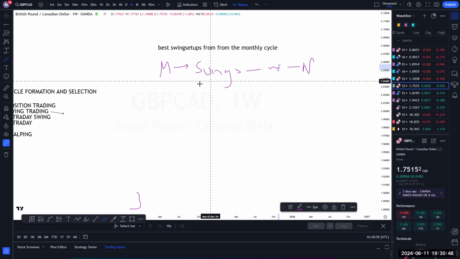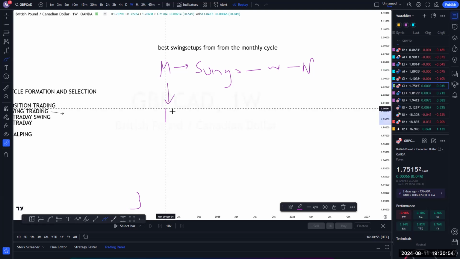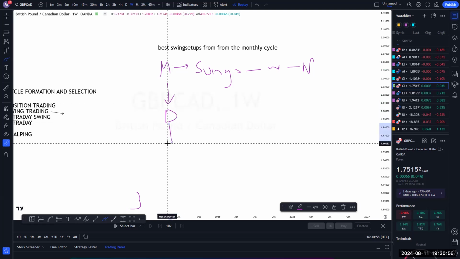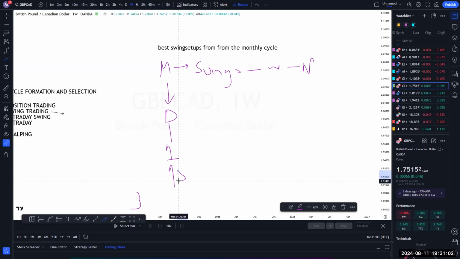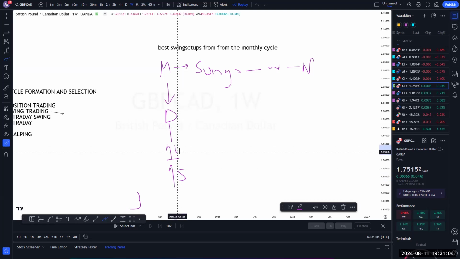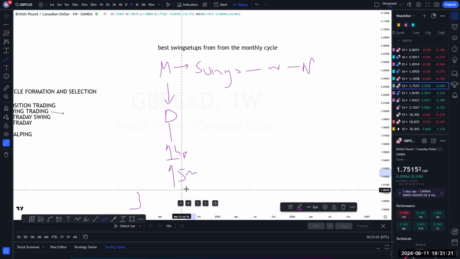That's why when you use the monthly cycle, we go to the daily, then drop to the 1 hour, then the 15 minute, and then we drop to the 3 minute as our entry or refinement zone.